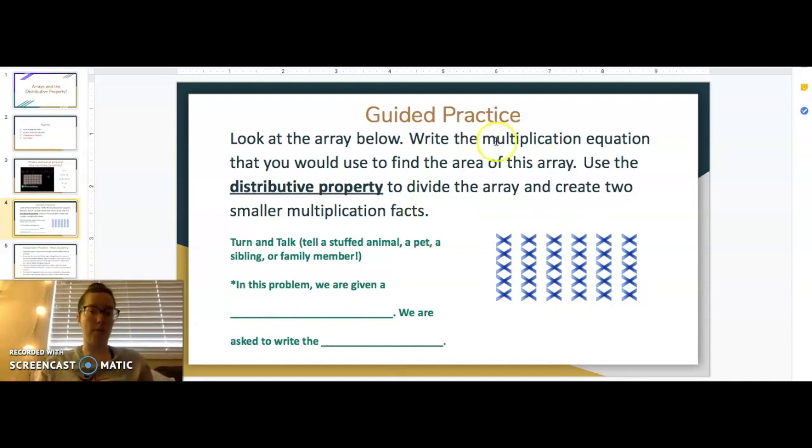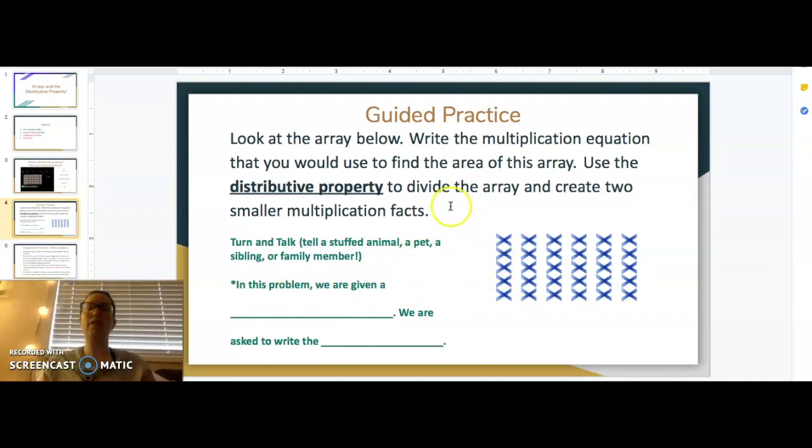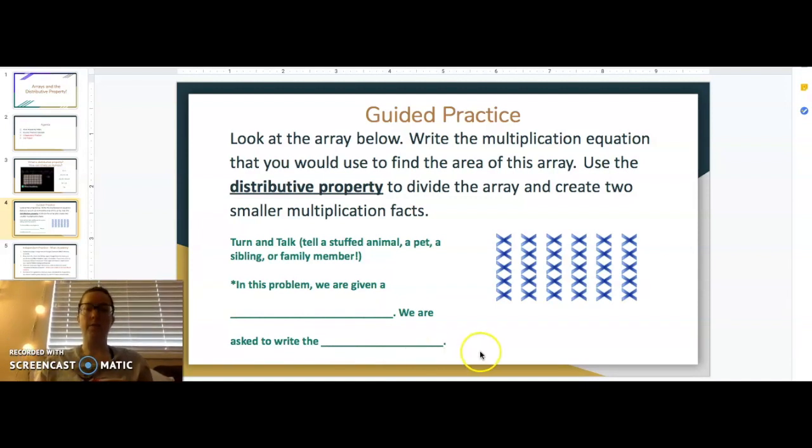But in this problem, take a second to read it again, and then I'm going to have you turn and talk. Tell a stuffed animal, a pet, a sibling, or family member. In this problem, we are given what? What information did they give us in the problem? And then we are asked to write what do we need to provide in order to solve this? Go ahead, pause the video, do your turn and talk.